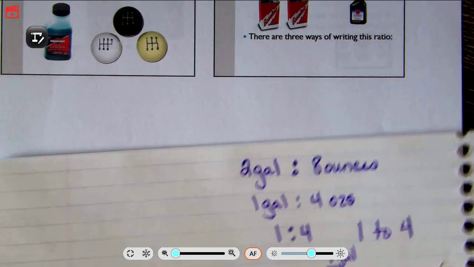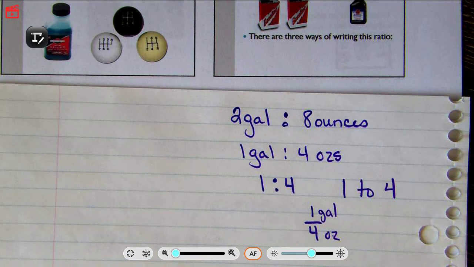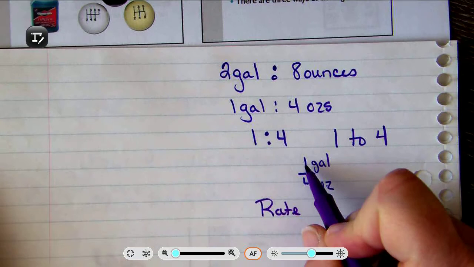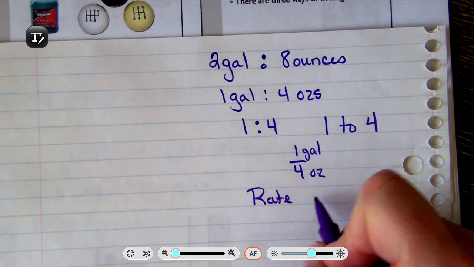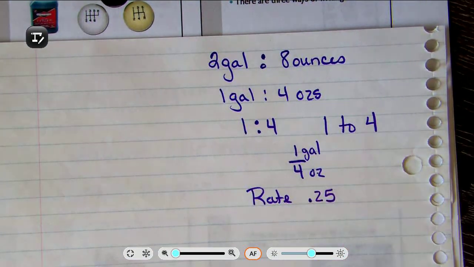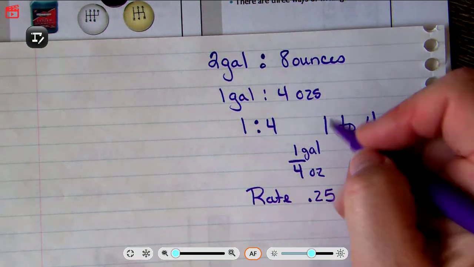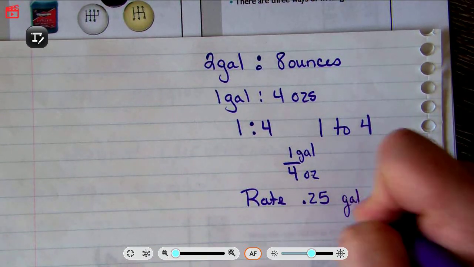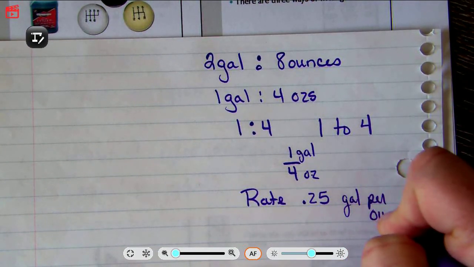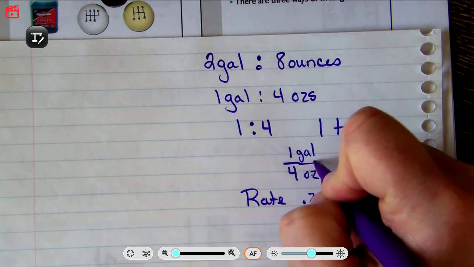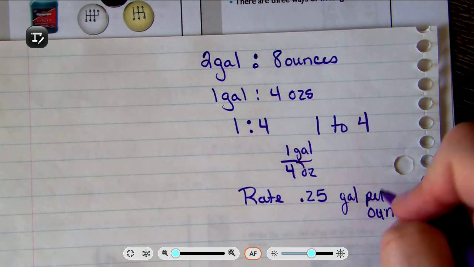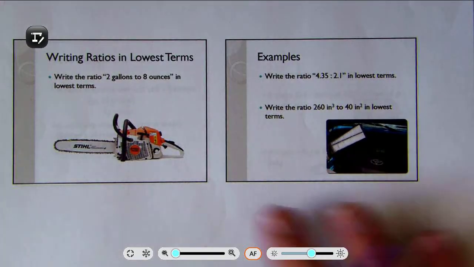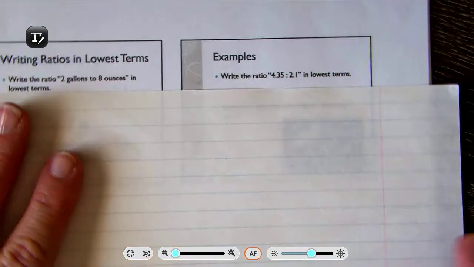We can also turn this into something we call a rate. If you wanted to turn this into a rate, we would actually do this division, this 1/4, because we like decimals better, and that would give me 0.25. Then we write this as a rate, basically gallons per ounce. This little division line is read as the word per. So that's one thing we can do. We've already done that. So we can write some more ratios.